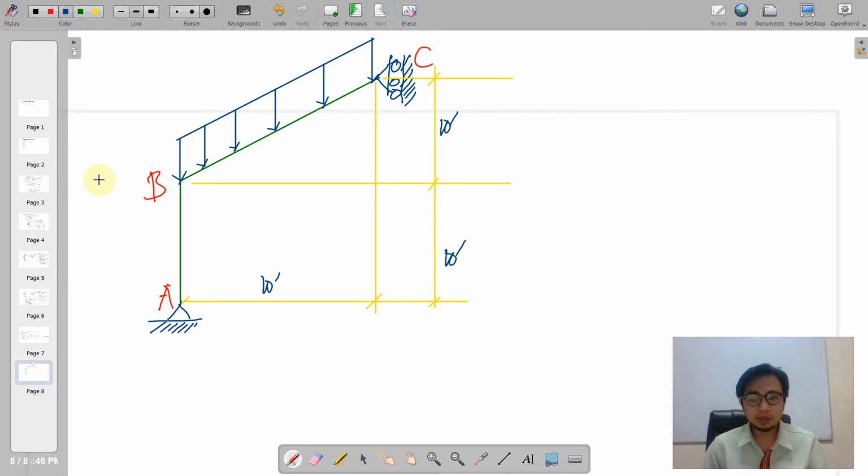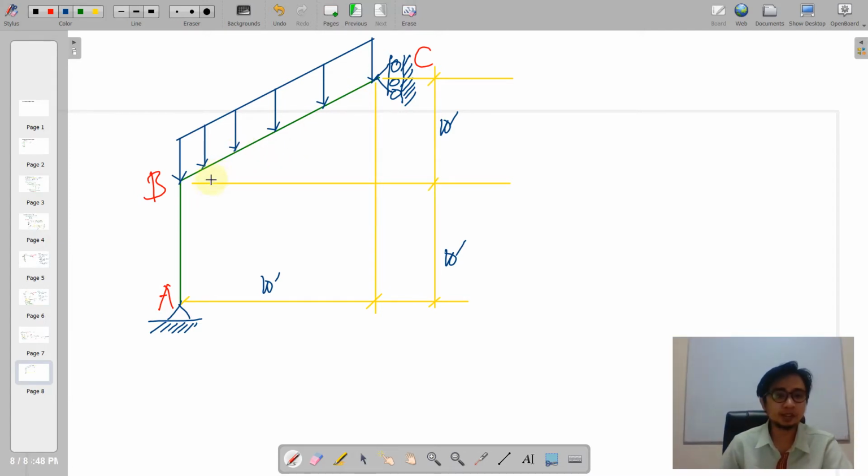So we have here an analysis of a frame wherein it's getting complex. So complex in a way that there is now a diagonal member here. So it is getting interesting if we have a diagonal member, and with the diagonal member there is also distributed load on that diagonal member.